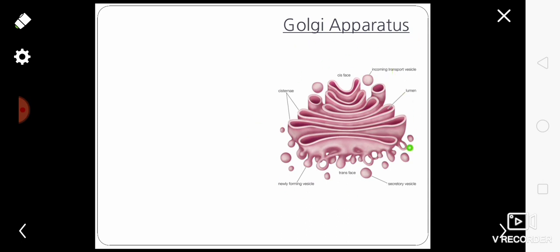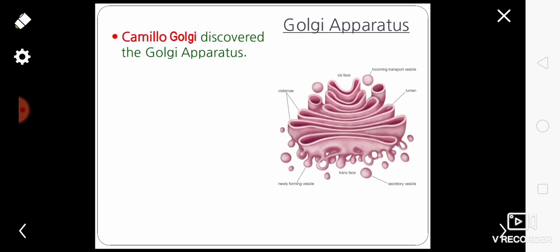So this is the structure of Golgi apparatus, and how did this Golgi apparatus get that name? One scientist named Camillo Golgi discovered the Golgi apparatus. That's why that cell organelle got the name Golgi apparatus. The scientist's name was Camillo Golgi.